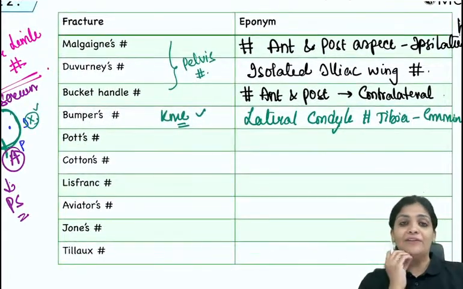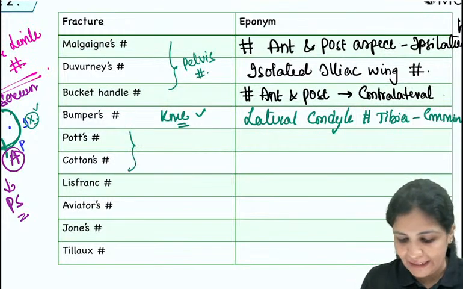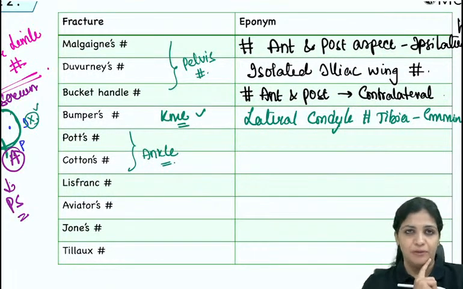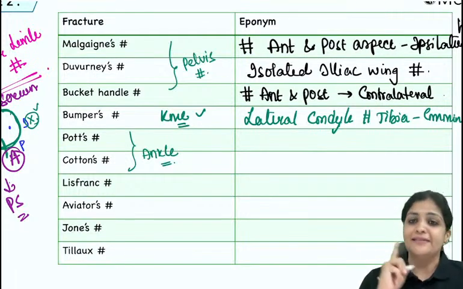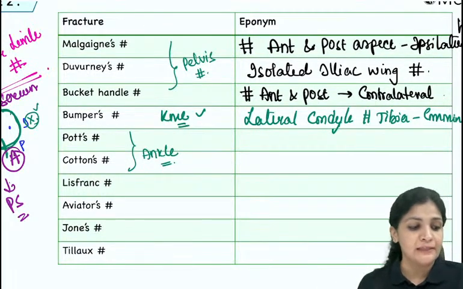Very good. And then we are dealing with Pott's and Cotton's fracture. So now we are going to the ankle fractures. So ankle fractures, there are two important fractures you have to remember. One is Pott's fracture. The second one is the Cotton's fracture. Can you now tell me what is Pott's and what is Cotton's?